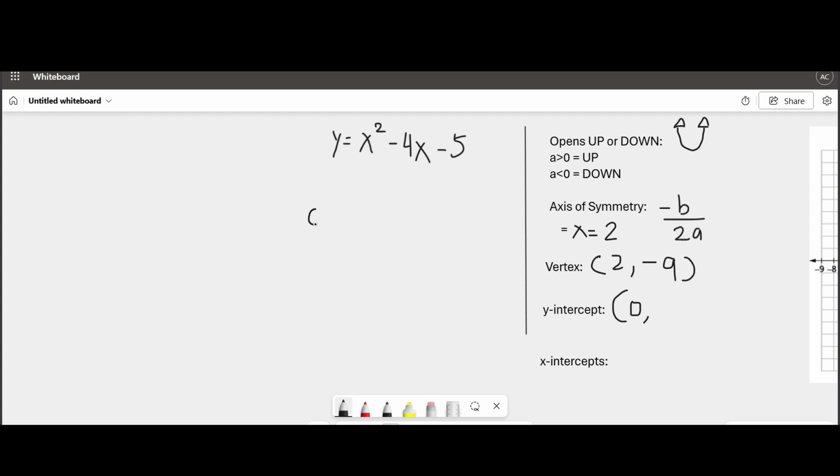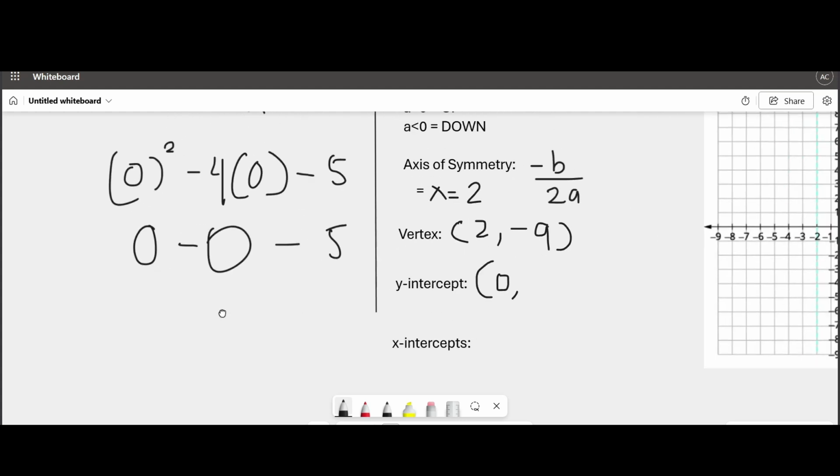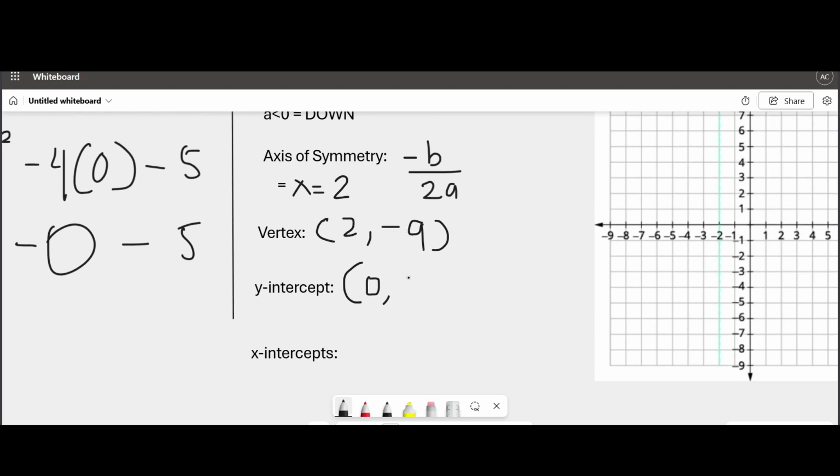So now we have 0 squared, 4 times 0, it's obviously going to be 0, so 5. It's going to be 0, and 0. What's left is negative 5. Okay? So our y-intercept will be negative 5.